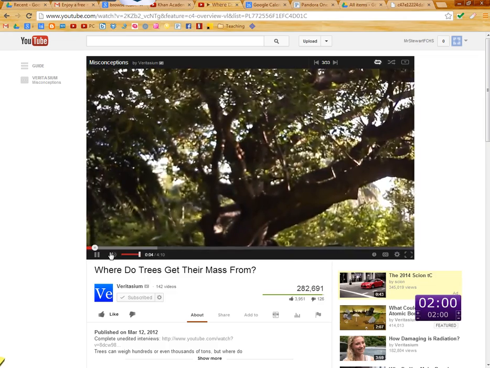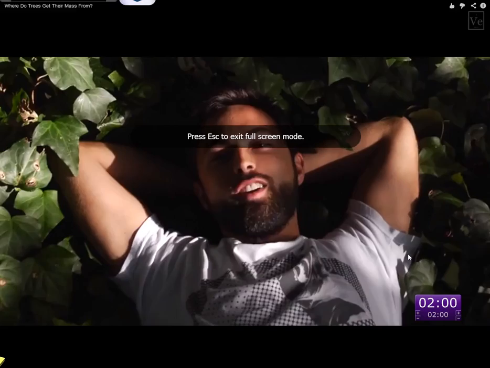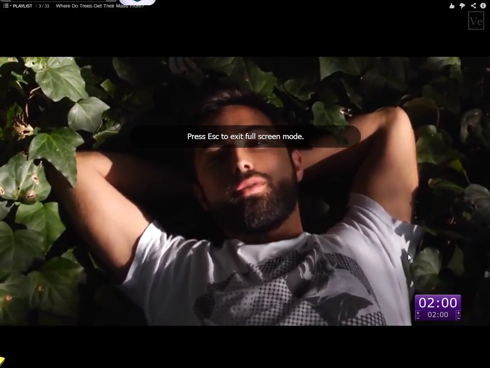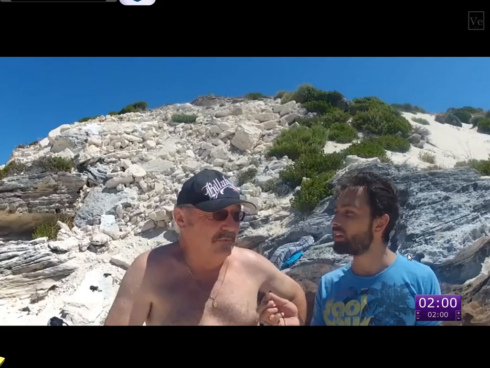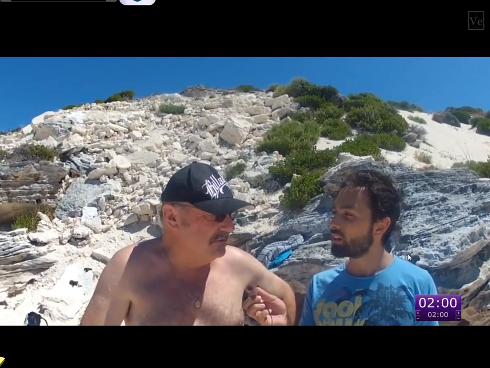Trees are some of the biggest organisms on the planet. But where do they get that matter to grow? It's nutrients out of the ground. It's that soil, really, yeah. Goodness out of the soil, I suppose. Comes out of the soil.